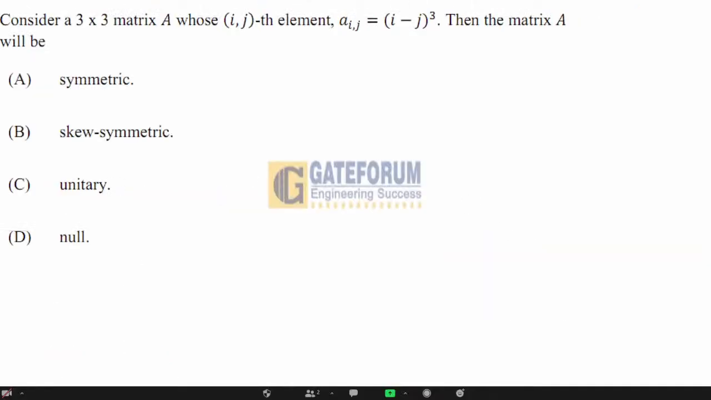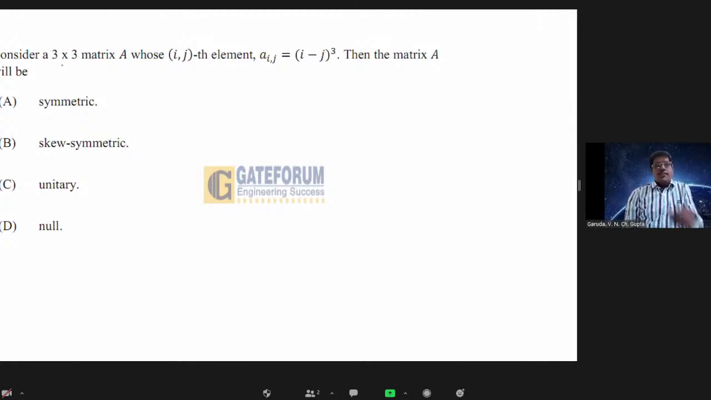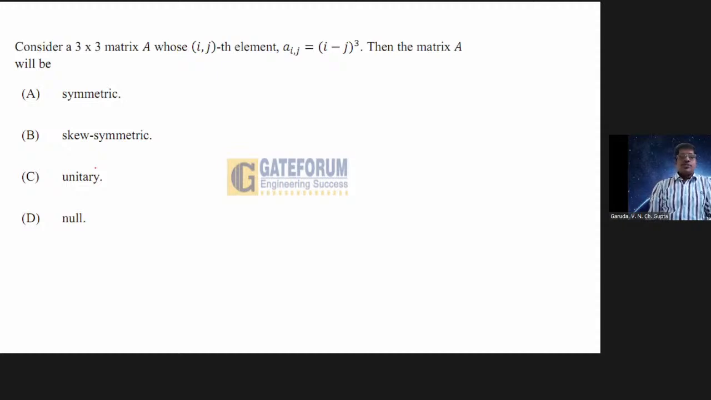GATE 22 mathematics questions. This question is from linear algebra, matrices basics only. Consider a 3 by 3 matrix A whose ij-th element Aij is equal to (i minus j) whole cube. So every element is defined as (i minus j) whole cube. Then the matrix A will be, 4 options provided. Just here only I am doing the solution.